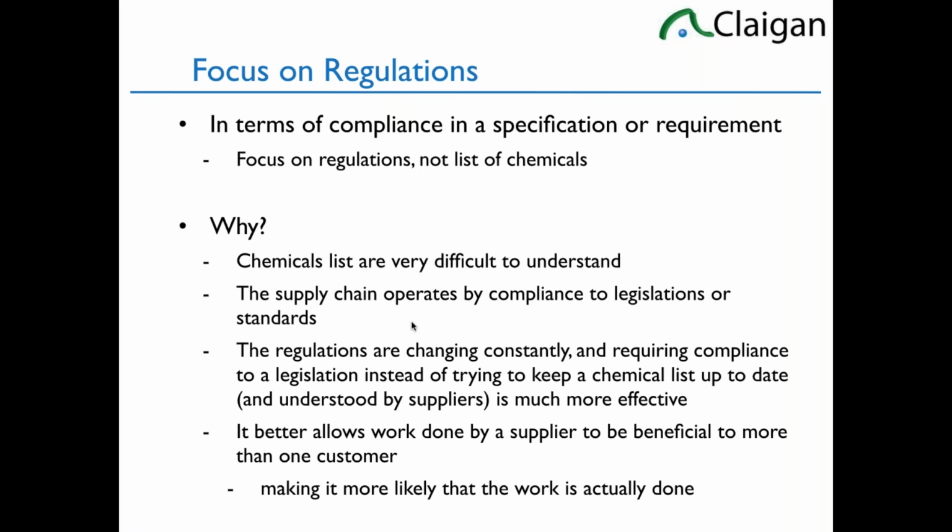Your supply chain normally operates by compliance to legislations and standards. They don't work in compliance to certain chemicals. They actually work on compliance to legislation. The parts they buy are compliant to X or Y, not where the chemical listing is. The regulations are also changing constantly. Requiring companies compliance to a legislation is far more effective, saying, yeah, the legislation's changing, but our specification, you have to keep complying with it. The fact that we haven't updated our chemical list doesn't make a difference because our requirement is really the regulation.